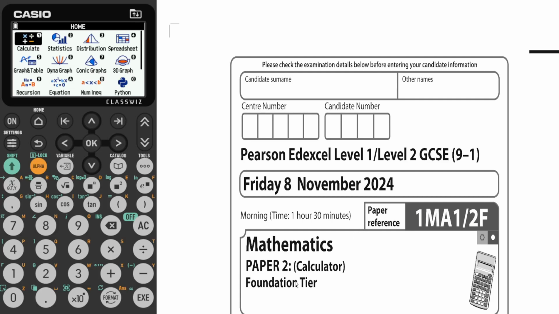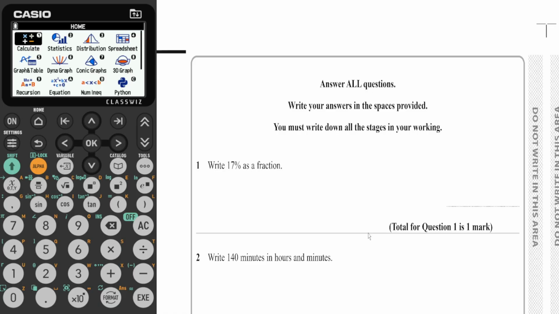This is paper 2 of the Edexcel GCSE 9-1 Maths Foundation paper from the November 2024 series. Question number 1. Write 17% as a fraction. Percentage means out of 100. So we have 17 out of 100.